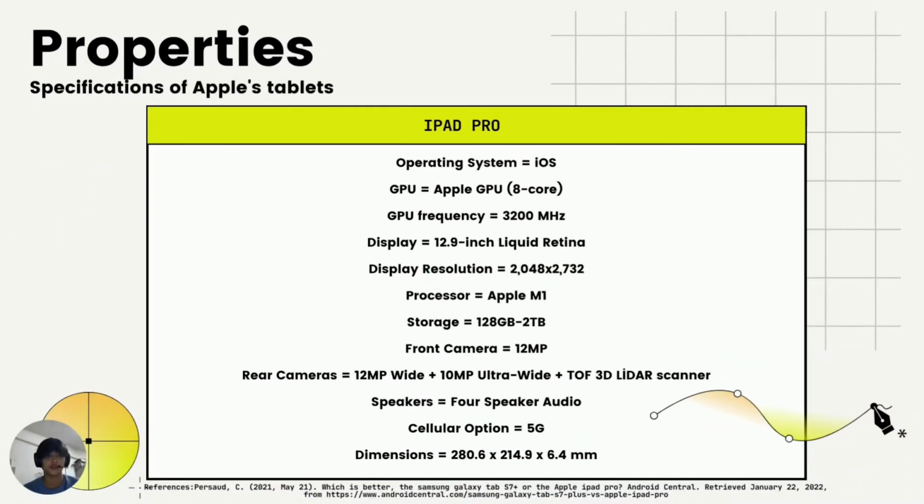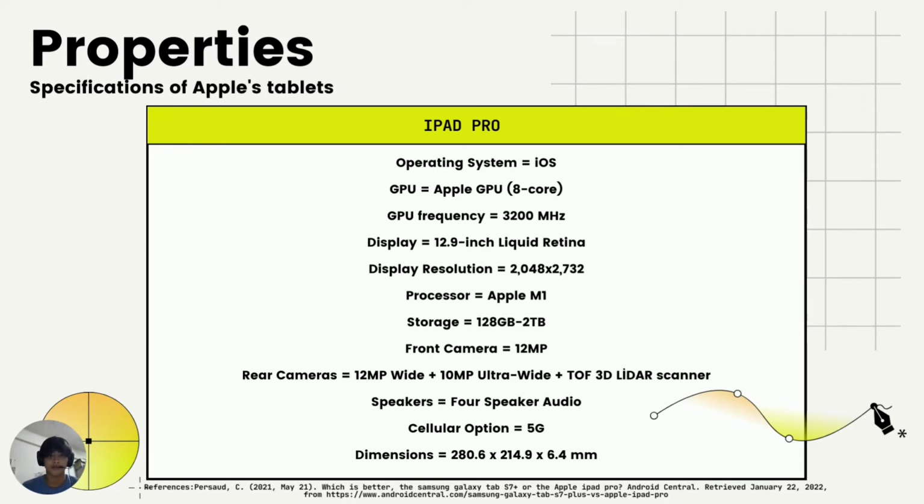Okay, now let's move on with the properties, which are the specifications of Apple's tablet. So the iPad Pro is using iOS as its operating system with the Apple GPU that has 8 cores and GPU frequency of 3200 MHz. The iPad Pro is using a 12.9-inch Liquid Retina display with the display resolution of 2048 multiplied by 2732. The iPad Pro is using an Apple chipset as its processor with storage of 128GB until 2TB.